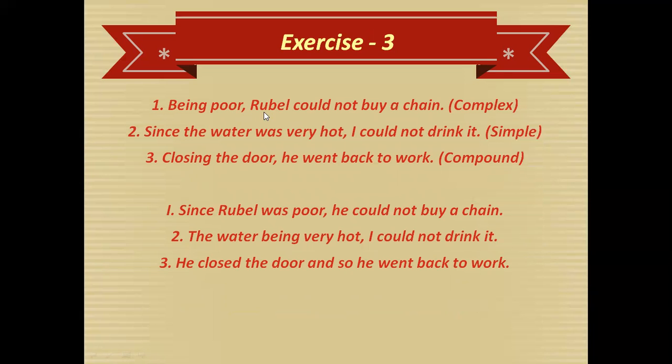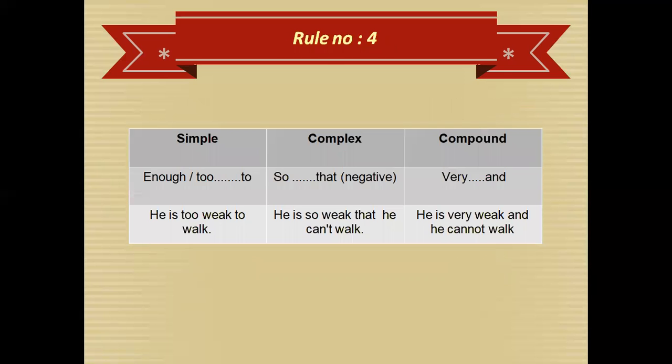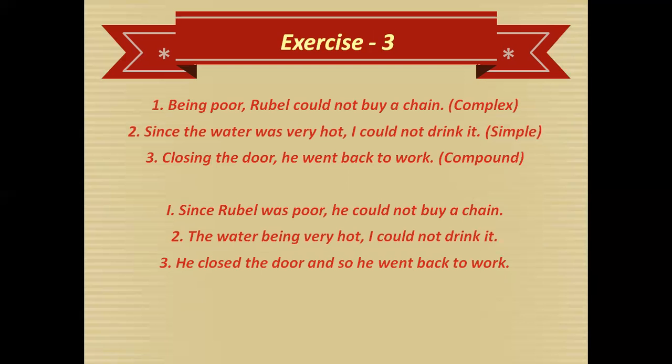Being poor, Rubel could not buy a chain. So the given sentence is in what type of sentence? That is in simple. Now you have to change it into compound. So the second one, since the water was very hot, I could not drink it. And what's the third one? Closing the door, he went back to work.